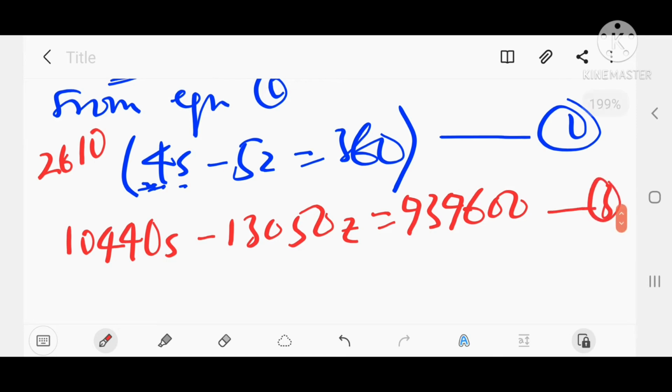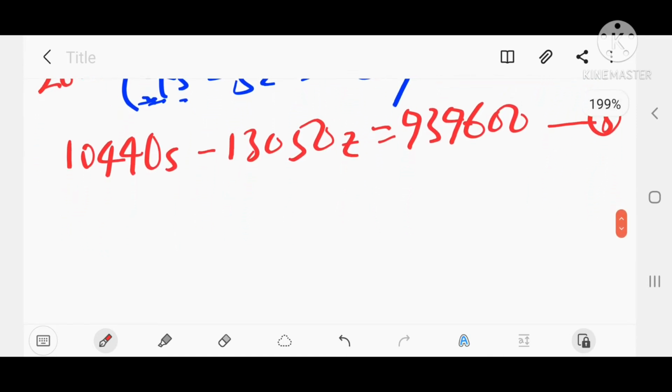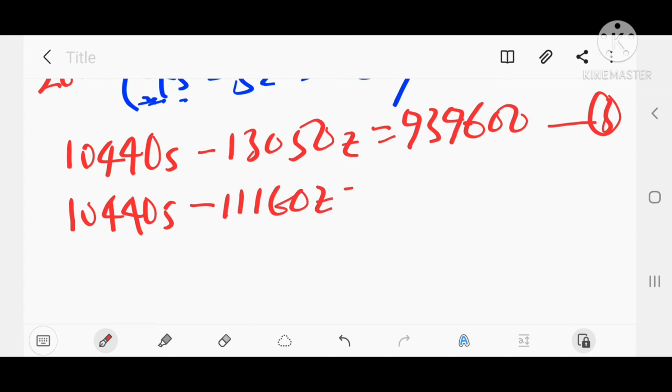So we solve equation 3 and equation 2 simultaneously. Let me write equation 2. Equation 2 is 10440s minus 11160z equals zs plus 129,600, that's for equation 2.